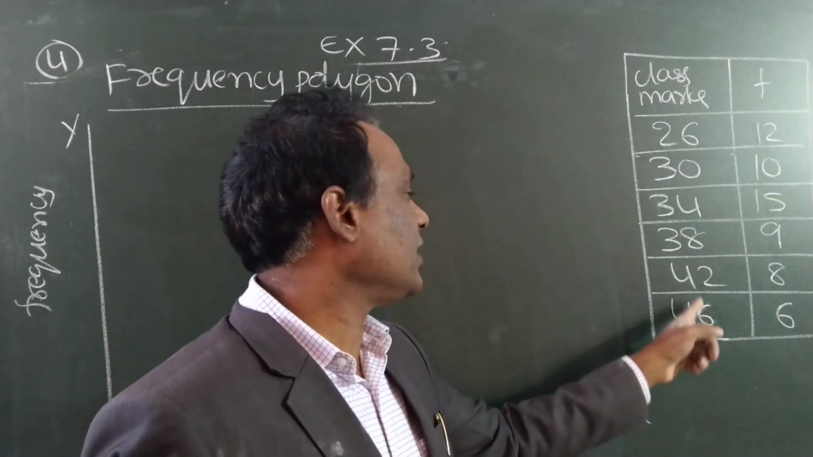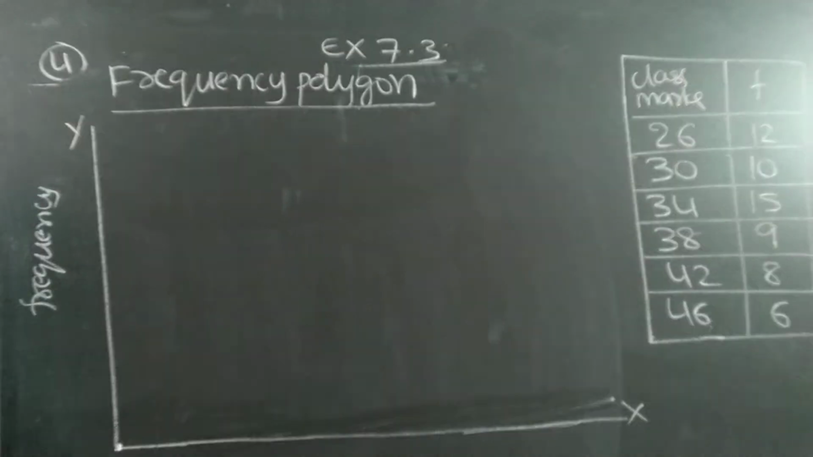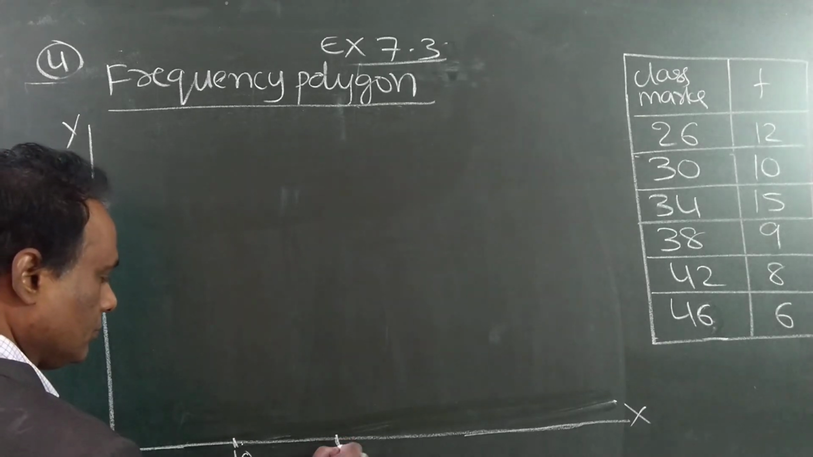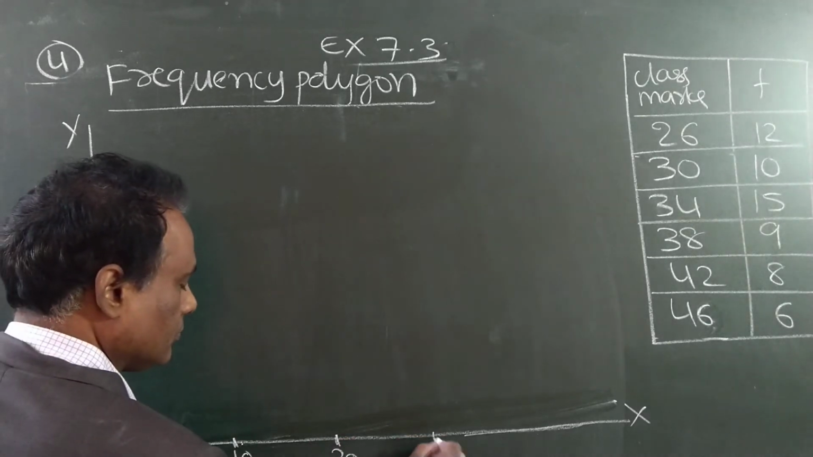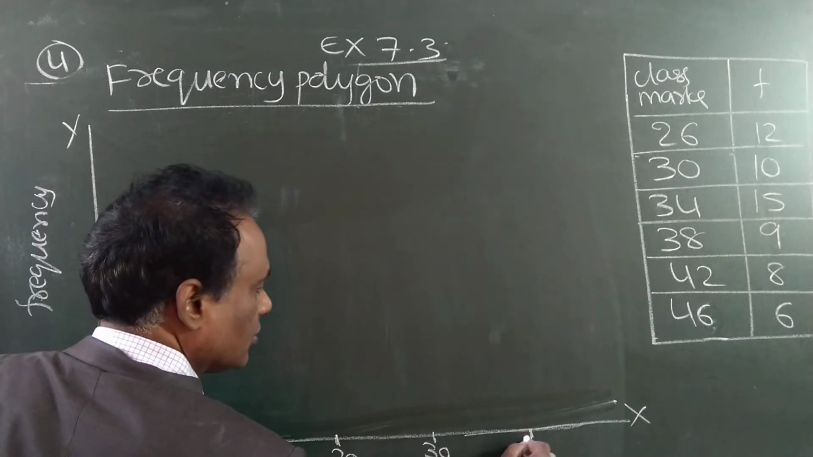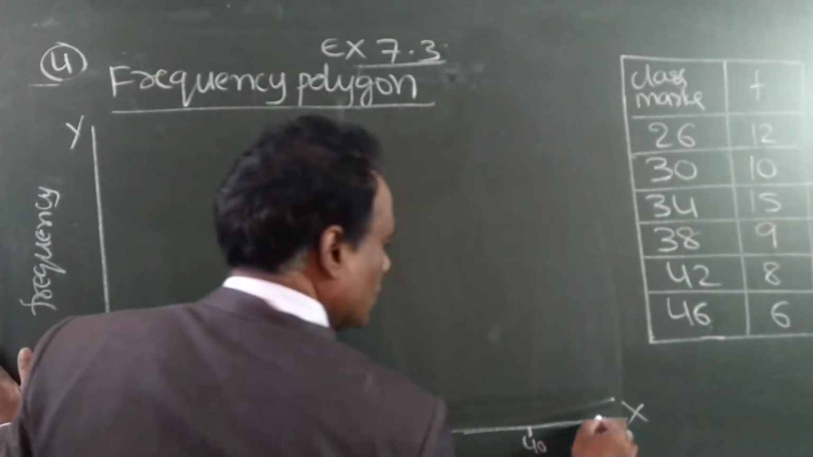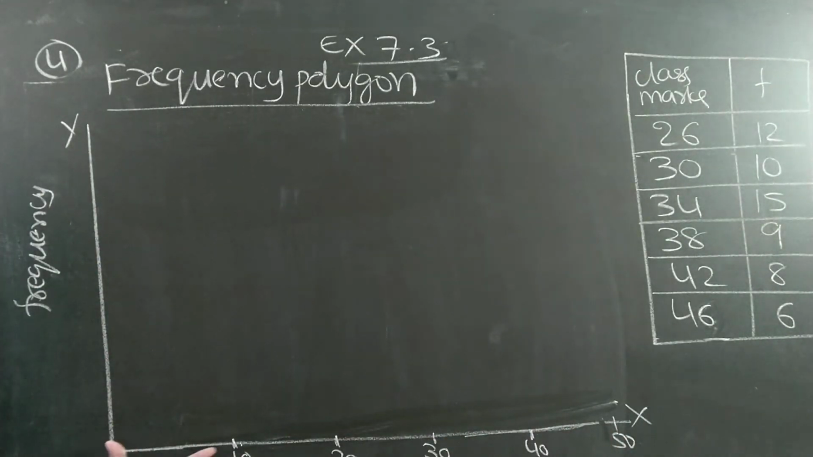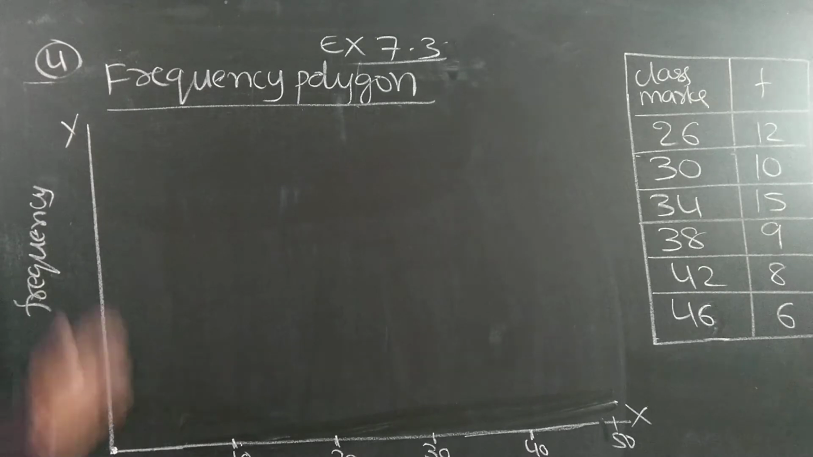26, 30, 34, 38, 42, 46 we have to cover here. So I will take 10 difference: 10, 20, 30, 40, 50, 10 on a graph paper. So one box is equal to 10. 10, 10, 10, 10, 10, 10, 10 difference I took. 10, 20, 30, 40, 50. That's all. Frequency.